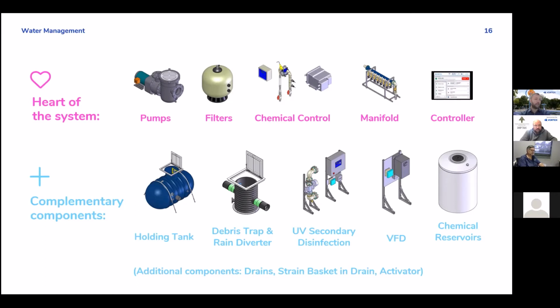But again, just going over all of the different components, and I'm not going to dive into every single one, just being cognizant of everybody's time here. Your WQMS system is going to have pumps, filters, chemical control, manifold controller, holding tank, a rain or debris trap. Sometimes that debris trap will be hooked up to your storm sewer, in which case you will have a rain diverter as well. Your UV secondary disinfectant, again your VFD, and typically 2 chemical reservoirs, whether those be above ground or below ground.